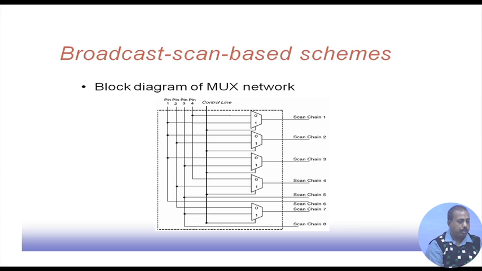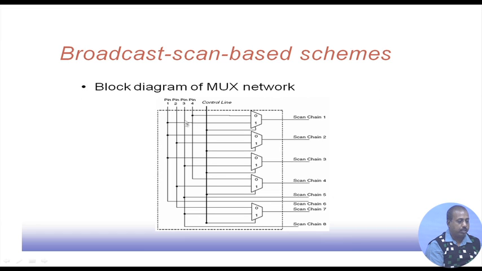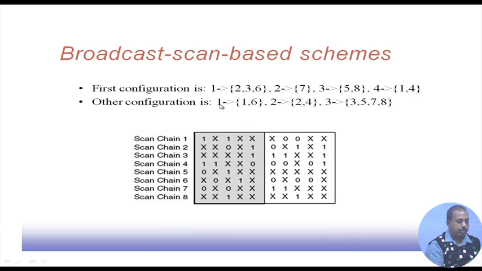So, from the control line, it can select this scan chain 1. So, in the first session I can say that this scan chain 1 is getting the value from 4. So, if you see here, scan chain 1 should get the input from pin 4. Okay. Then in the second part, scan chain 1 should get the input from pin 1.